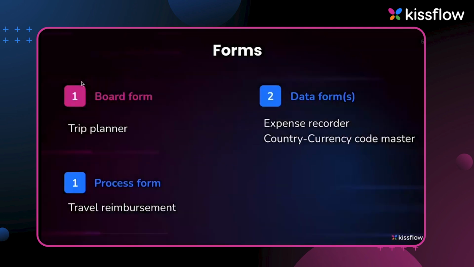So what do we need for this? We need three different components or modules of an app working in tandem. First, we need a board form, which we call the trip planner, and that is going to be initiated by the admin team. Secondly, we need two data forms. One is the expense recorder, and the other one is a country to currency code master. The currency code for each country is what we maintain in that data form, so that is going to be the master data for the admin team. And thirdly, we have the travel reimbursement process, which has a workflow, which has the finance team involved as well.